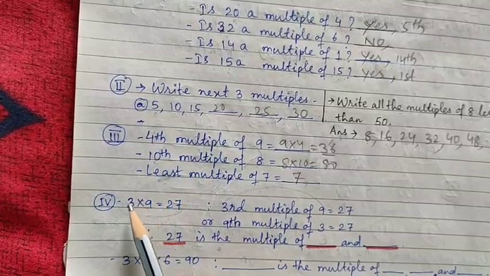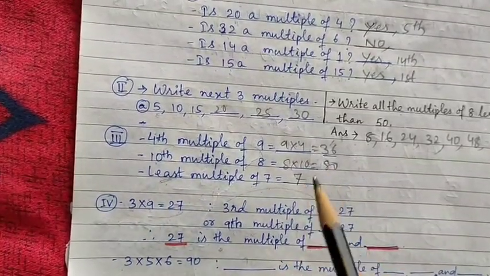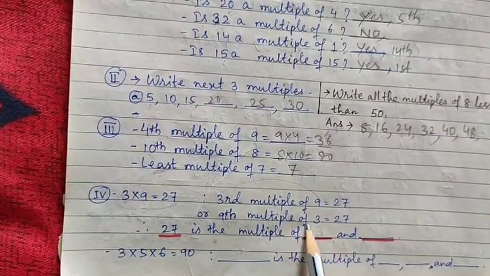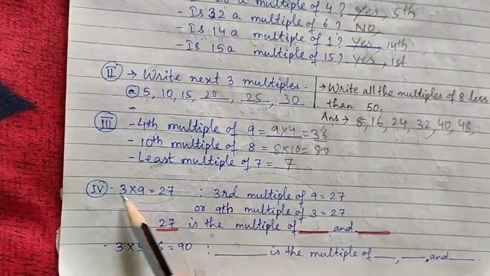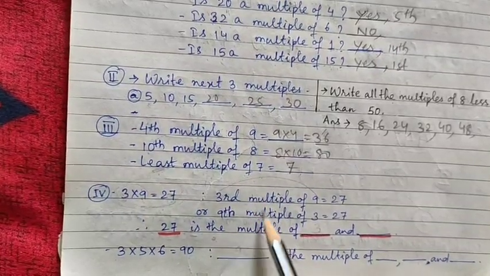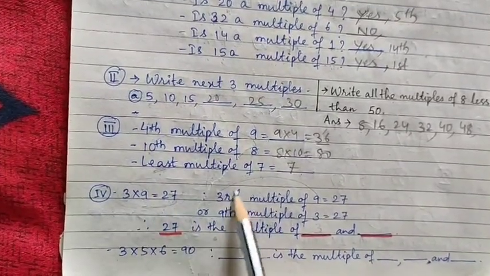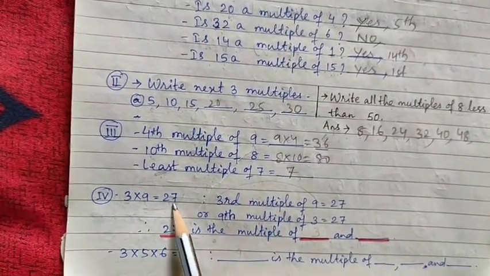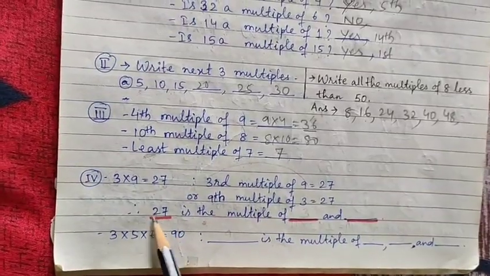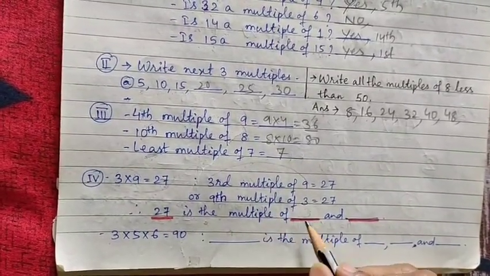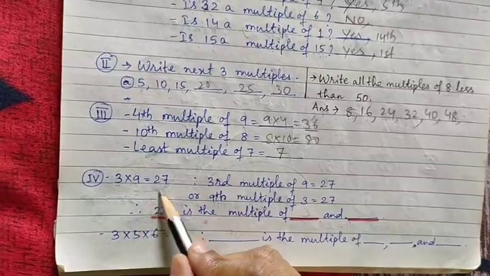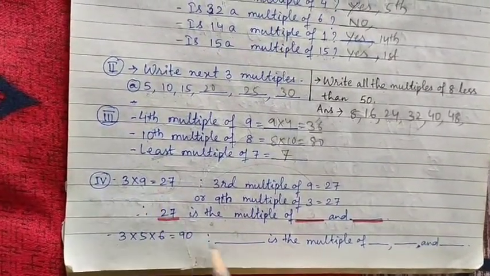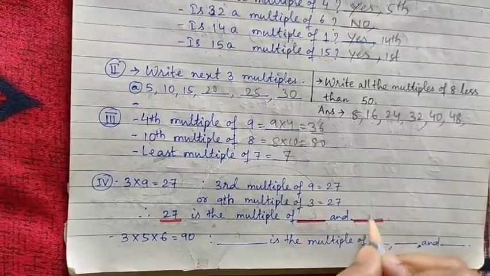We can also get 27 in the table of 3. कौन से जगह पे? 9th प्लेस. So 3 9s are also 27. So 9th multiple of 3 is 27. That means from this we can write two statements, that is third multiple of 9 is 27 and 9th multiple of 3 is 27. So if it is given 27 is the multiple of dash and dash, as 27 comes in the table of 3 and 9 both, so you can fill it by 3 and 9.